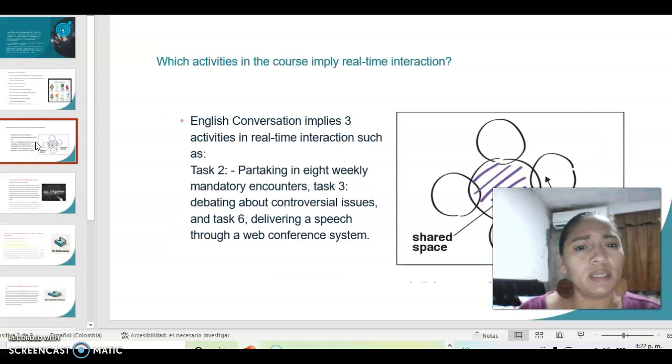Next, which activities in the course imply real-time interaction? English conversation implies 3 activities in real-time interaction, such as task 2, partaking in 8 weekly mandatory encounters, task 3, debating about controversial issues, and task 6, delivering a speech through a web conference system.